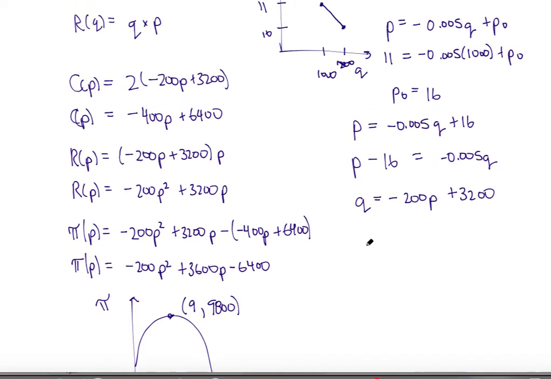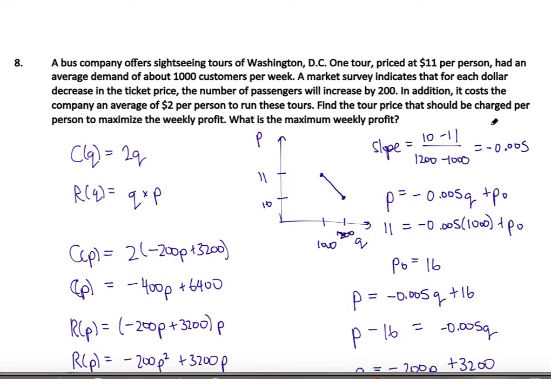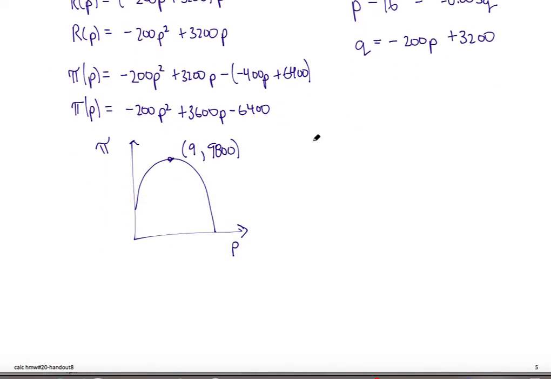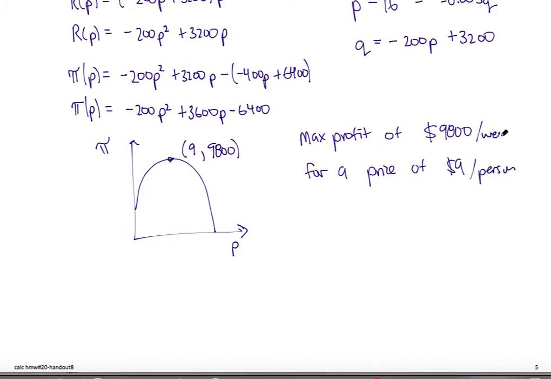So let's remind ourselves what we're trying to do. We want to find the price to maximize profit and then find that maximum profit. So the maximized profit for a certain price would be a maximum profit of $9,800 per week for a price of $9 per person. So this is per person, and this is per week.